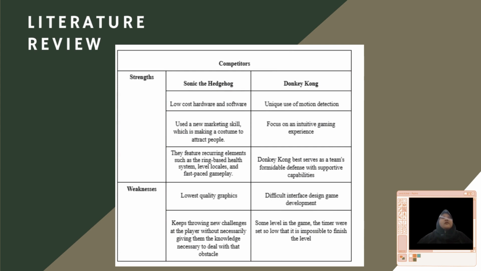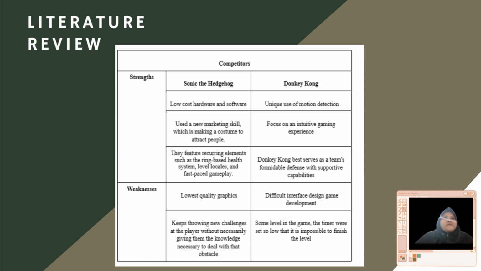The literature review is analyzed based on design principles, and that is visibility, feedback, consistency, mapping, constraint and avoidance of the two games, Sonic the Hedgehog and Donkey Kong. This is the summary of the plot of the game according to design principles. This is the summary of the competitive analysis of the games Sonic the Hedgehog and Donkey Kong. We have strengths and weaknesses.